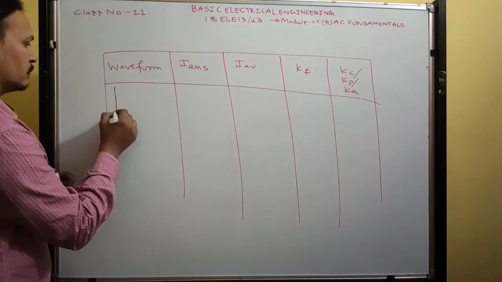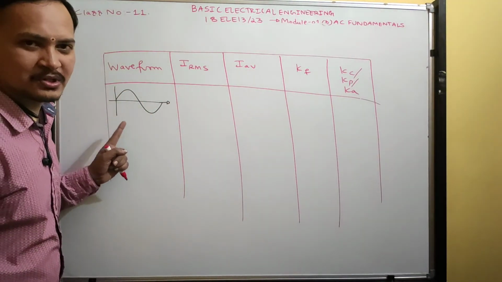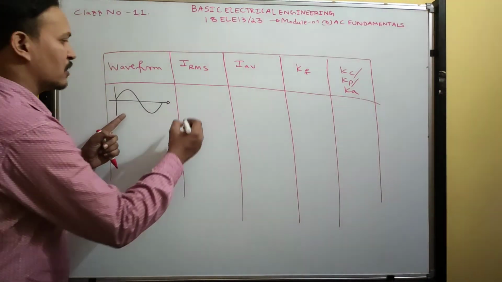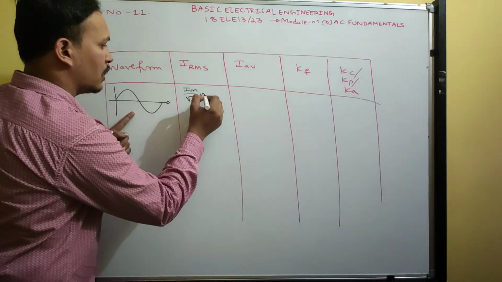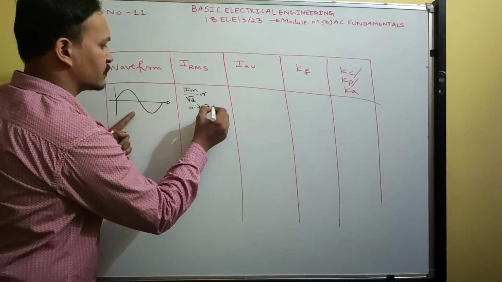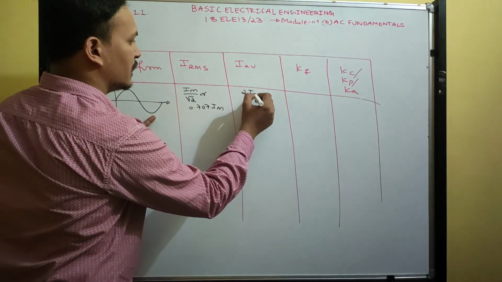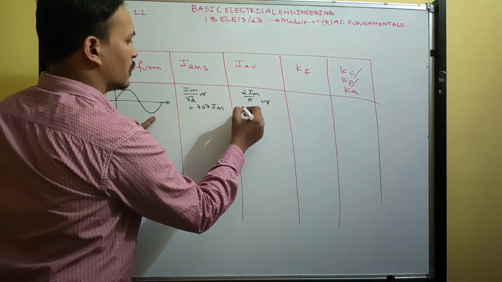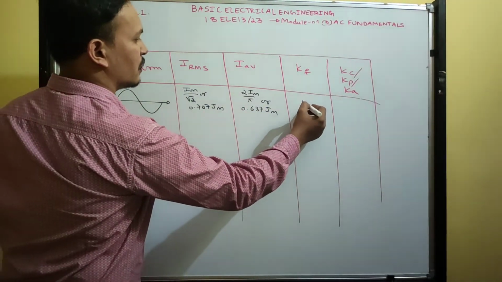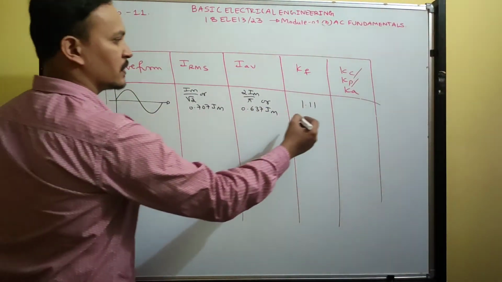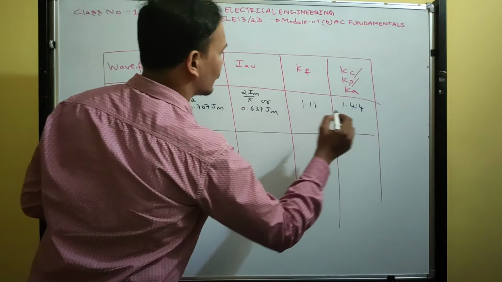See guys, now the waveform is like this. What is this? Pure sinusoidal waveform. What is the RMS value of this? Im by root 2, or 0.707 times of Im. What is the average value for this waveform? 2Im by pi, or 0.637 times of Im. What is the form factor of this? 1.11. What is the crest factor of this waveform? 1.414. Okay, got it? So the first one is completed.